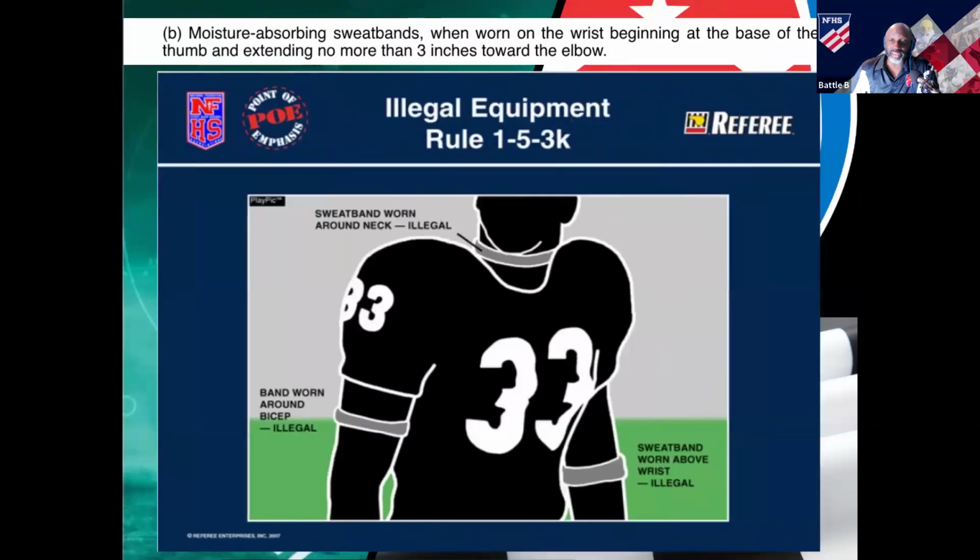So we see this a lot. Players wearing bands on their thighs, on their necks. In high school, this is illegal. If you look at the rule above, moisture-absorbing sweatbands, when worn on the wrist, beginning at the base of the thumb, shall extend no more than 3 inches toward the elbow. So it can come about right here. It can't come to the elbow. In youth, we let them do what they want, but in high school, they can't do this.